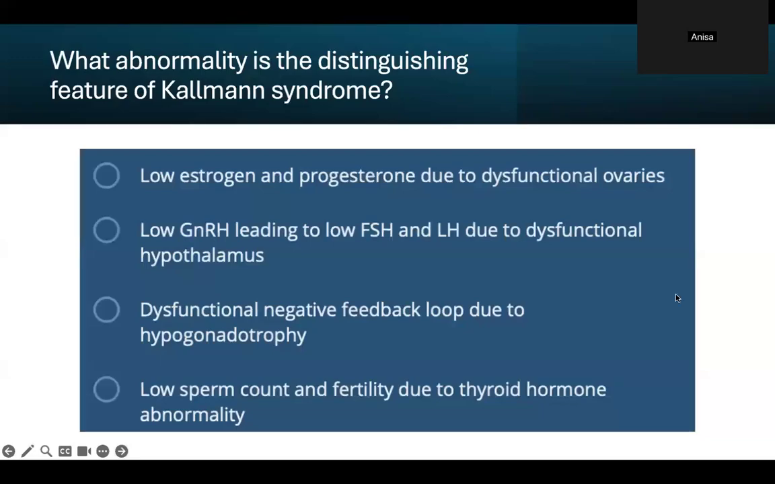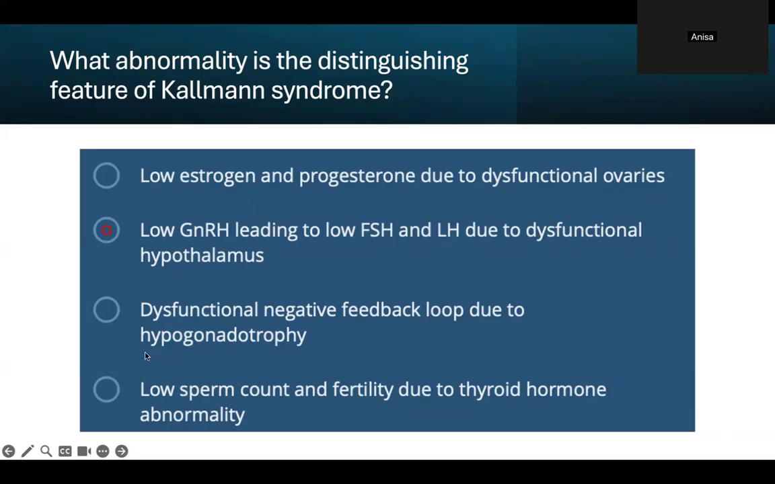Okay, so this is a class on some high yield questions, super quick. So the first question that we're going to discuss is what abnormality is the distinguishing feature of Kallmann syndrome? Super quick, like a warm-up question. I think a lot of you guys got this right. It is the low GnRH leading to low FSH and LH.